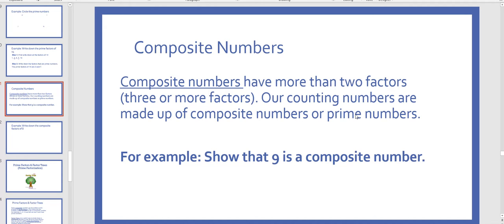So our whole numbers. So this example asks us to show that 9 is a composite number. Let's try that one. Okay, why is 9 a composite number? Well, what are factors of 9? I know I have to have 1 and the number itself, so 1 and 9 are factors of 9. Are there any other numbers I can think of? Well, I know 9 divided by 3 is 3. So 3 is a factor of 9.